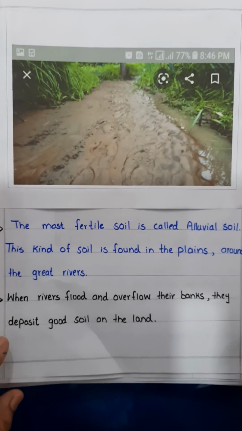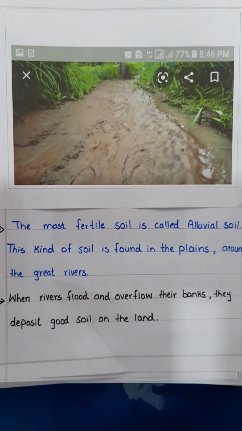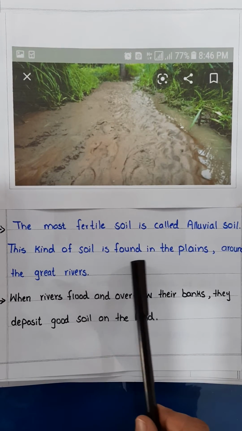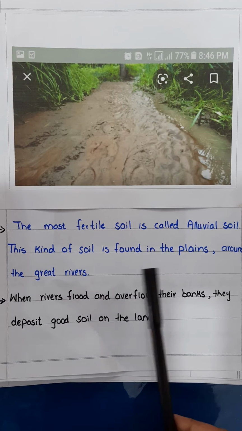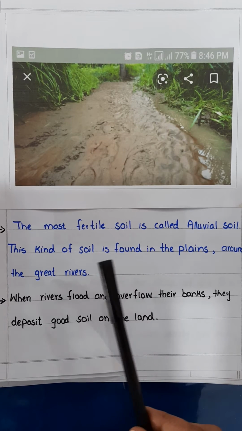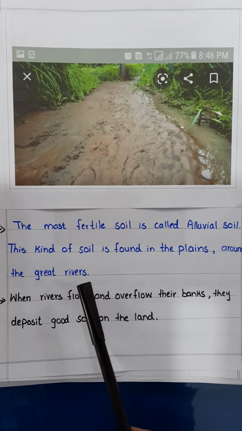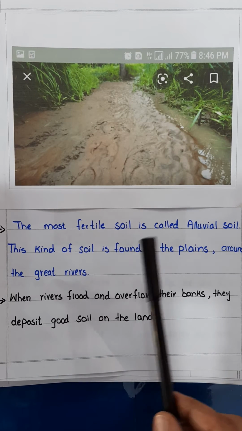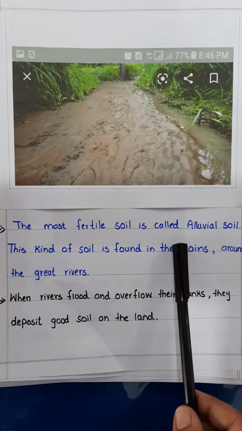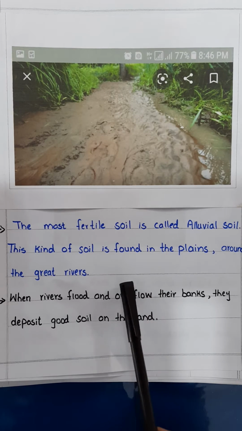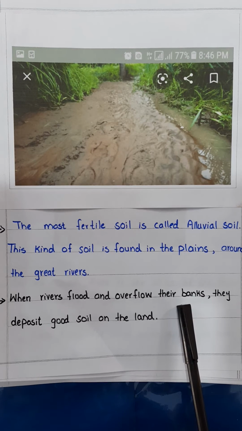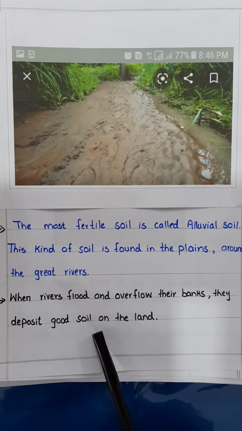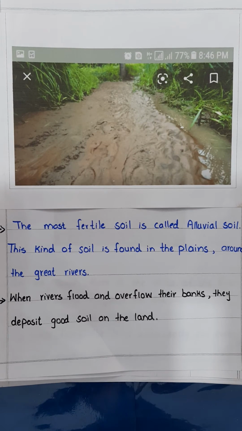Then we come to the most fertile soil. The most fertile soil is called alluvial soil. This kind of soil is found in the plains around the great rivers. When rivers flood and overflow their banks, they deposit good soil on the land.